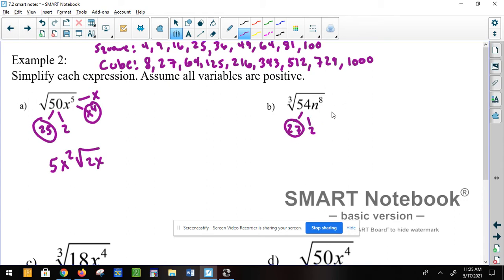For n to the 8th, I'm looking for the biggest multiple of 3 that's less than or equal to 8, and that number would be 6. So my factor pair would be n to the 6th and n squared, where n to the 6th will come out and n squared will stay. The cube root of 27 is 3. Cube root of n to the 6th is n squared. Then that 2 stays under the radical, and that n squared stays under the radical. And that's your answer, 3n squared cube root of 2n squared.